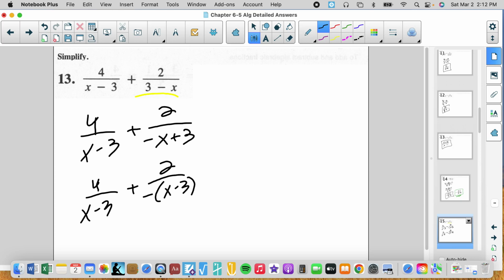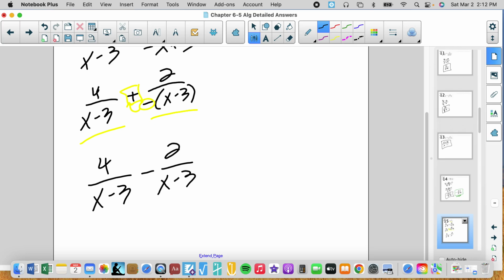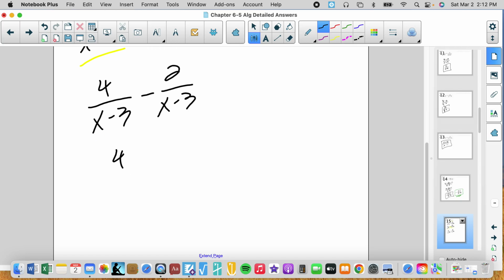Now the question is, what do you do with that denominator? They're not like terms yet. Those are not the same. So what you can do is you can take that and combine it with that positive because it's multiplication. So you would rewrite it like this. And now you have like denominators, and now you combine their numerators, and you get 2 over x minus 3.